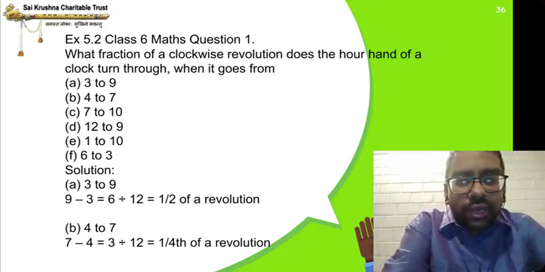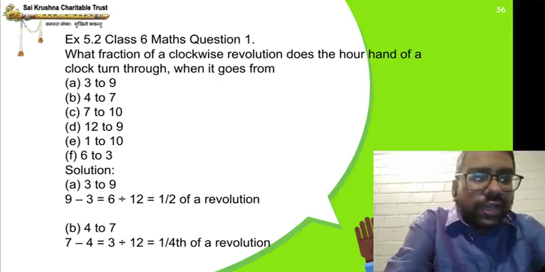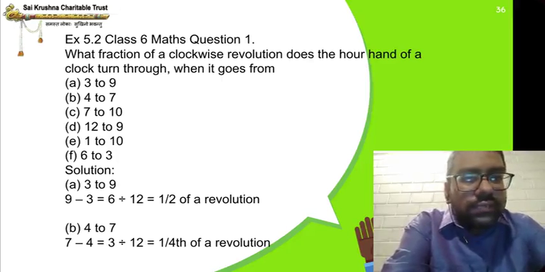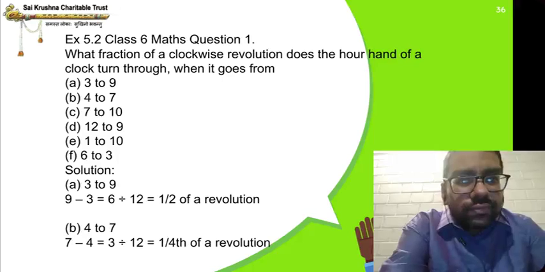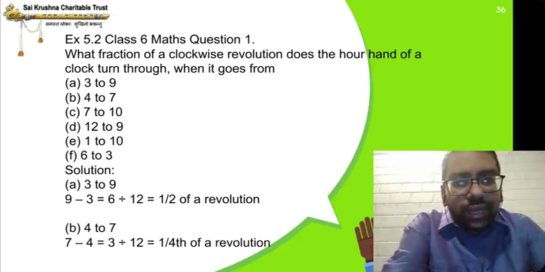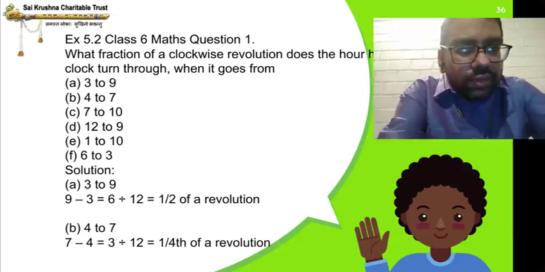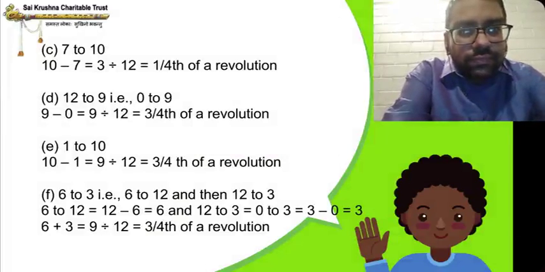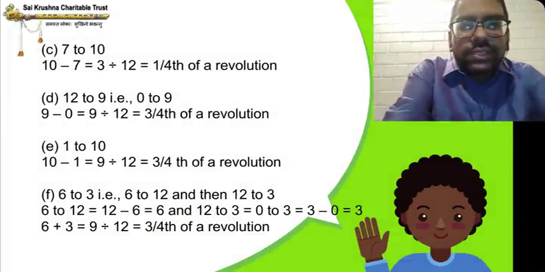So 3 to 9, what you can do? 9 minus 3, 6 divided by 12. Why is it 12? The maximum number in the clock is what? 12. 6 divided by 12, half revolution. 4 to 7: 7 minus 4, 3 divided by 12. 12 is the highest number in the clock. So 3 by 12. 3 ones are 3, 3 fours are 12, so 1/4 revolution. Same thing you have to do for all this. Okay. 7 to 10: 10 minus 7, 3 by 12.